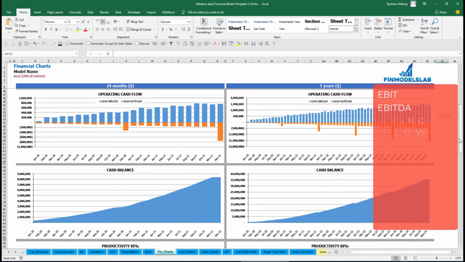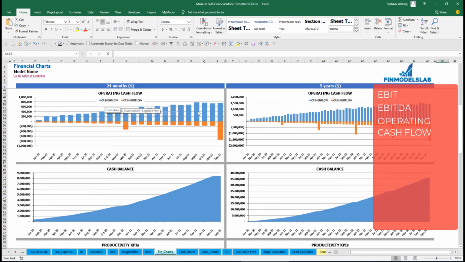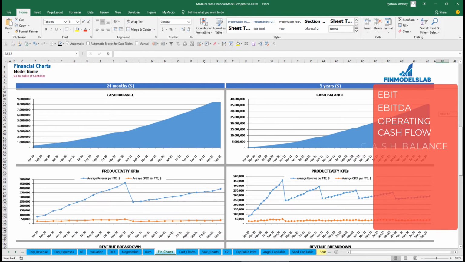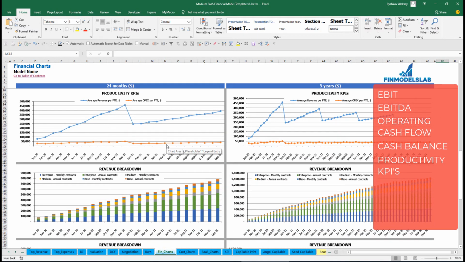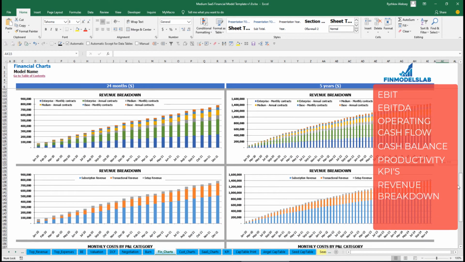Then operating cash flow broken down by cash inflow and cash outflow. Then cash balance chart and productivity KPIs, which will show you the average revenue per FTE and average OPEX per FTE. Then you may see the revenue breakdown, which is broken down by 3 offerings and contracts, monthly and annual, in total 6 different revenue streams.